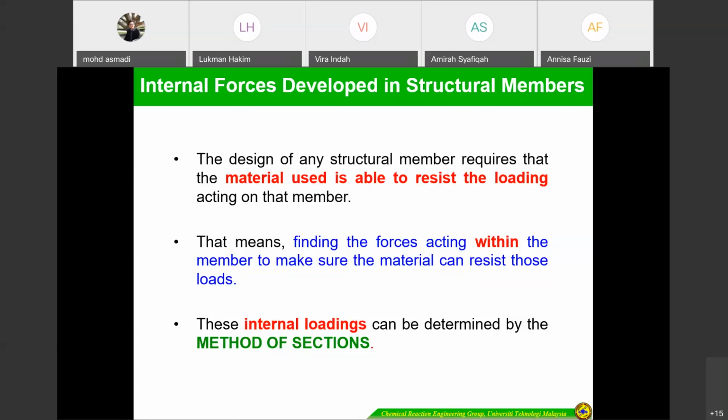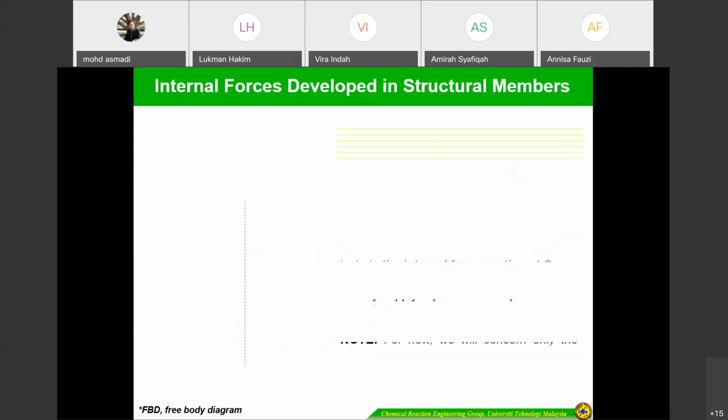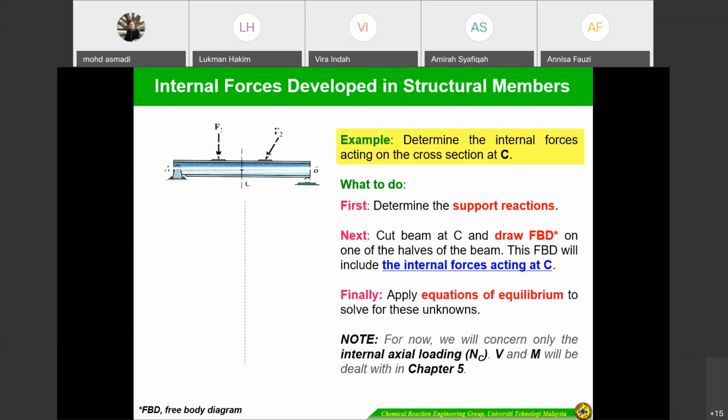This is different from the method of joints. You have to analyze each joint just to determine the force for one member, for one beam, something like that. So for example, in this one, determine the internal force acting on the cross section at C.